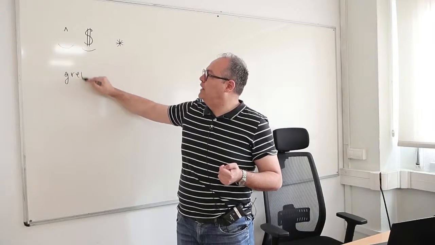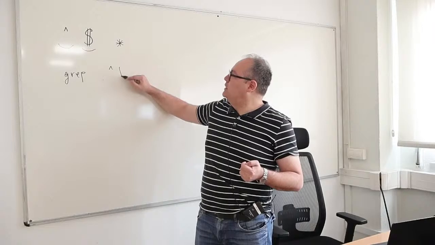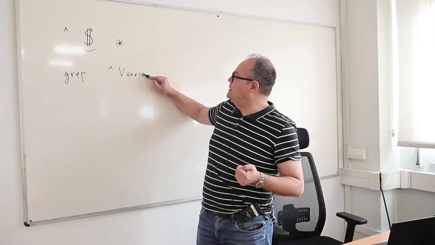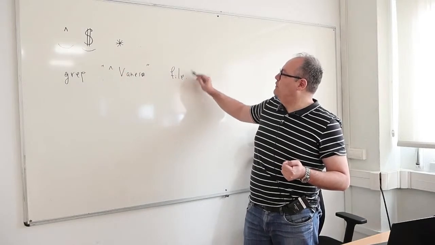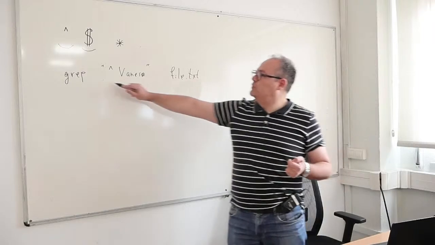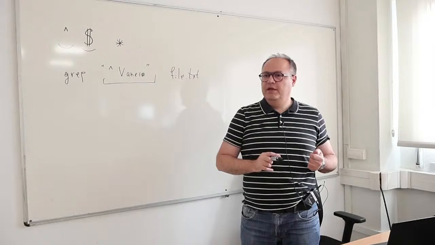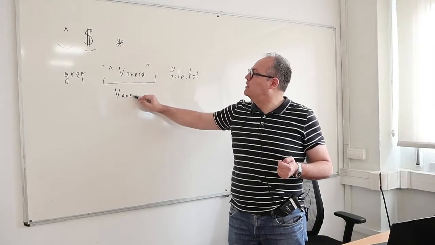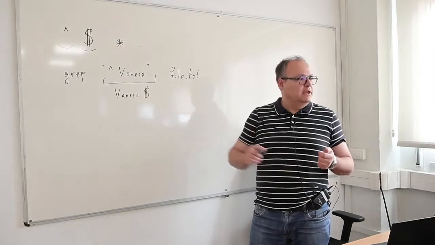For example, if I would like to find all lines starting with Vanessa, with a double S, Vanessa. So with this expression, from the file.txt, I'm searching for those lines that start with Vanessa, okay? If I would like to display all lines ending with Vanessa, this is the dollar sign.